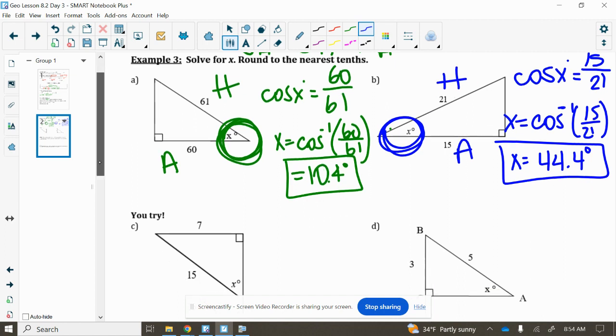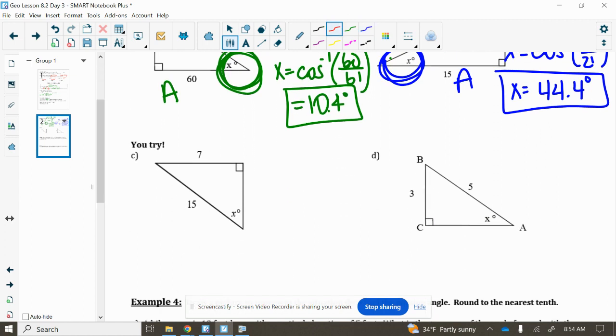All right, we have two more examples for you to try below. This time you are setting up to solve for x in example C, and then you will also set up and solve for x in example D.